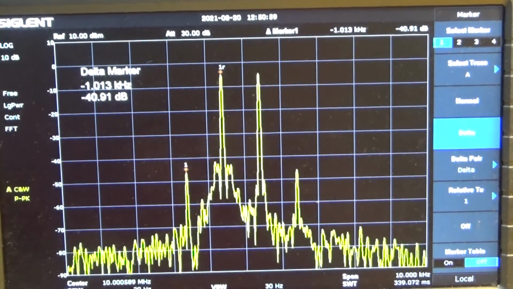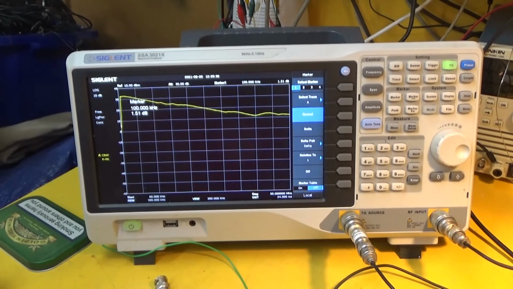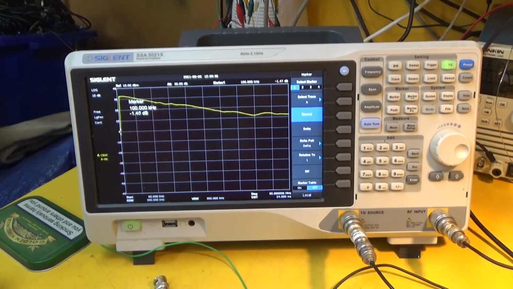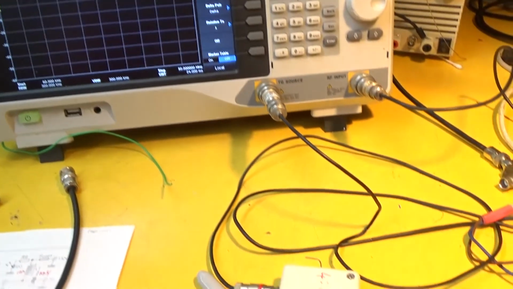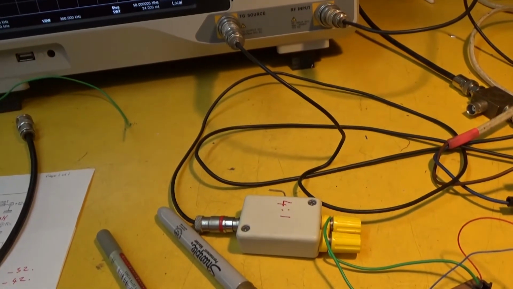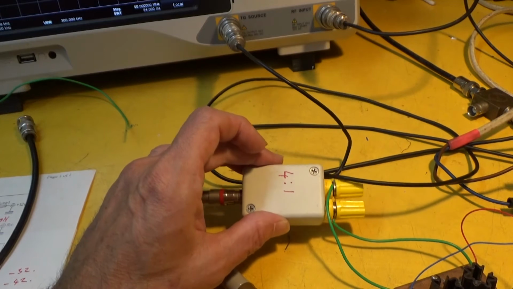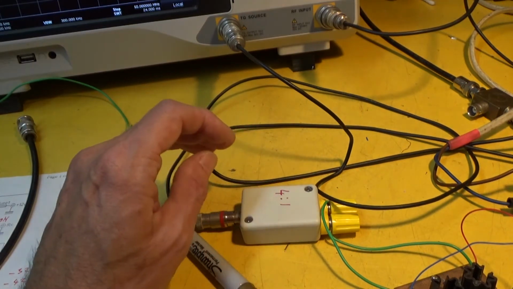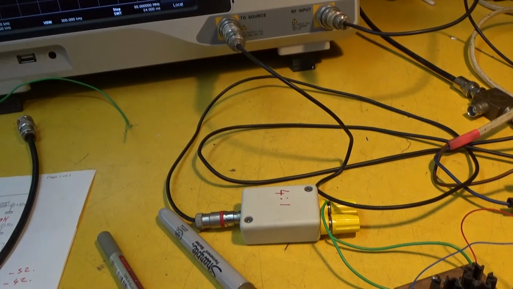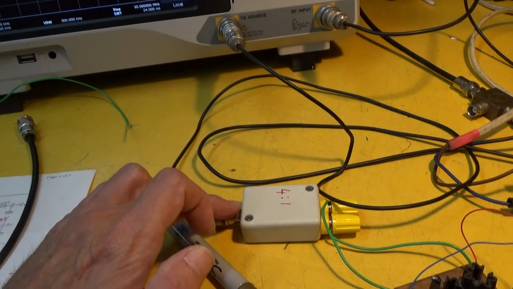Bye for now. Okay, before I finish, I thought it'd be interesting to look at the frequency response of this amplifier. Of course I'm not just doing the frequency response of the amplifier, you've got to consider the balun in the equation, and that's going to throw up all sorts of weird results. But I doubt this goes down extremely low in frequency.